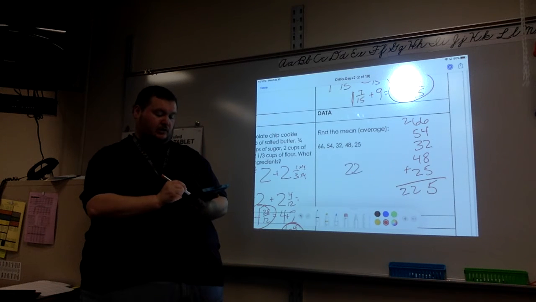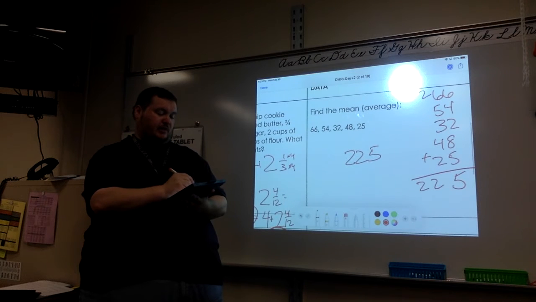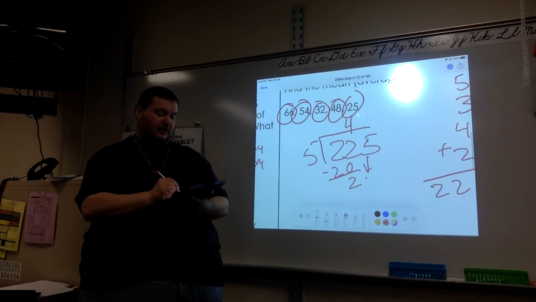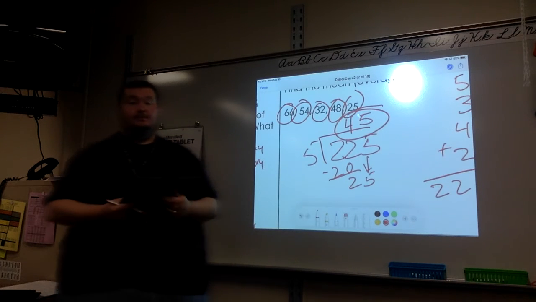We take that number. There's 5 numbers in my data set. So I divide by 5. 5 goes into 22 4 times. There's 20, 2 left over. Bring the 5 down. 5 goes into 25 5 times. And our mean is 45.